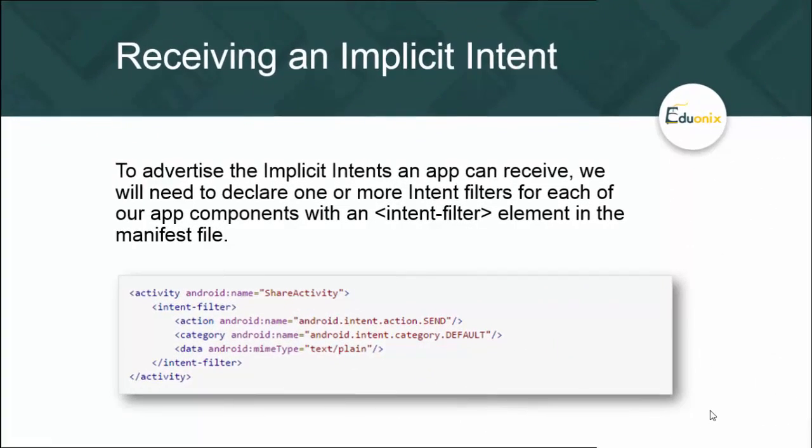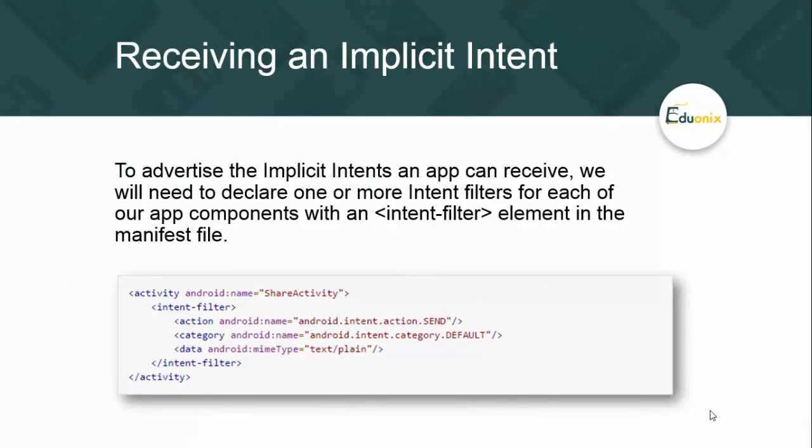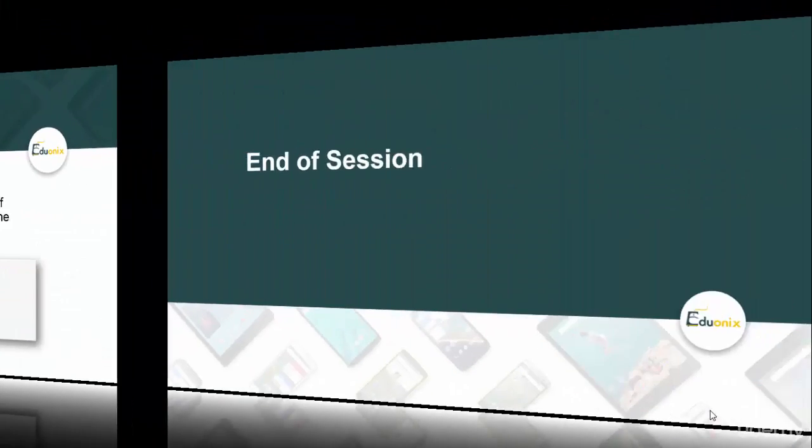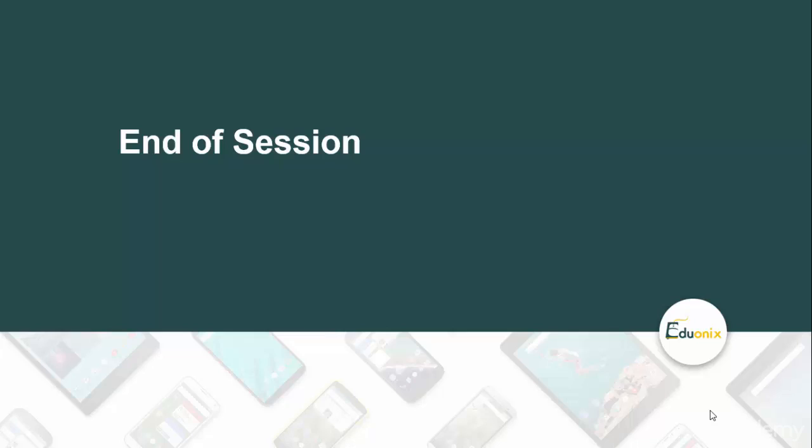To advertise the implicit intents an app can receive, we will need to declare one or more intent filters for each of our app components with an intent filter element in the manifest file. For example, consider the following activity declaration with an intent filter to receive a send action intent when the data type is text. This brings us to the end of our discussion on intents.